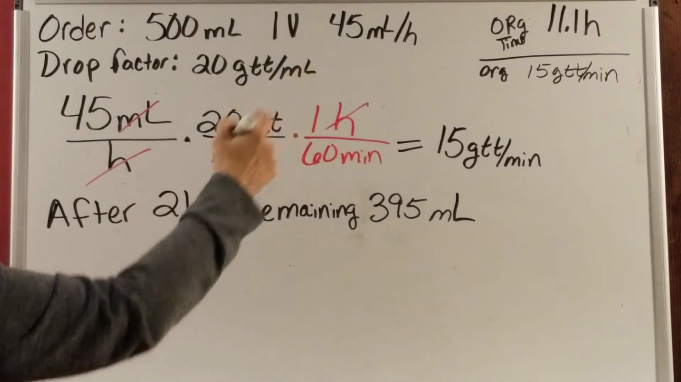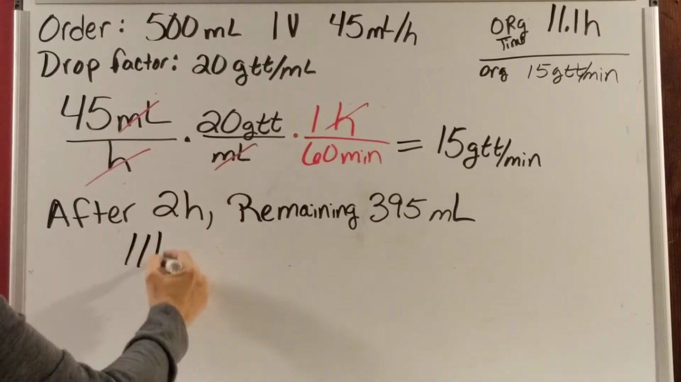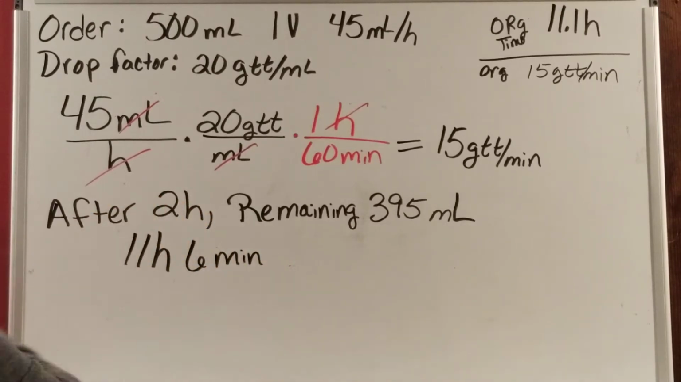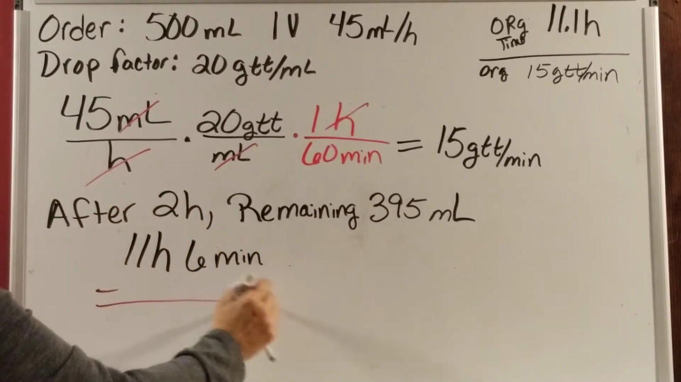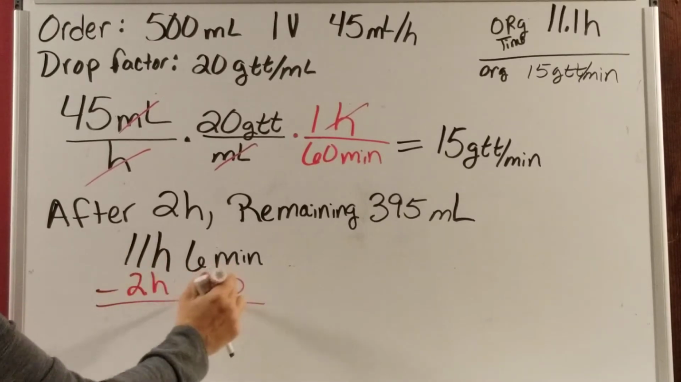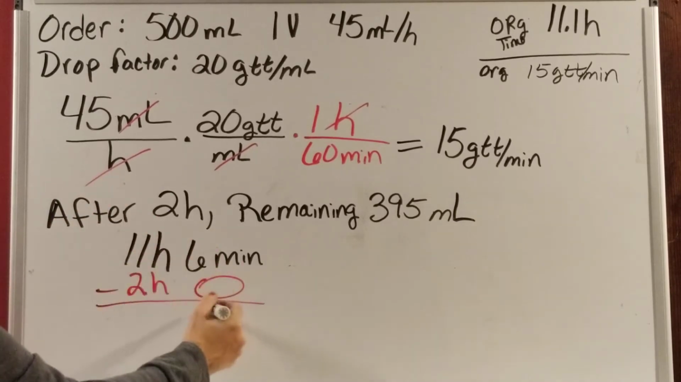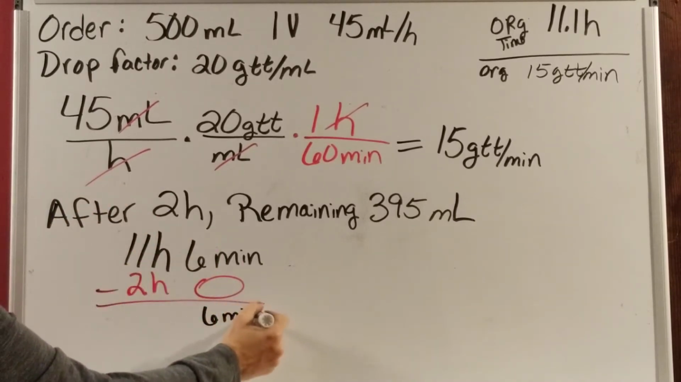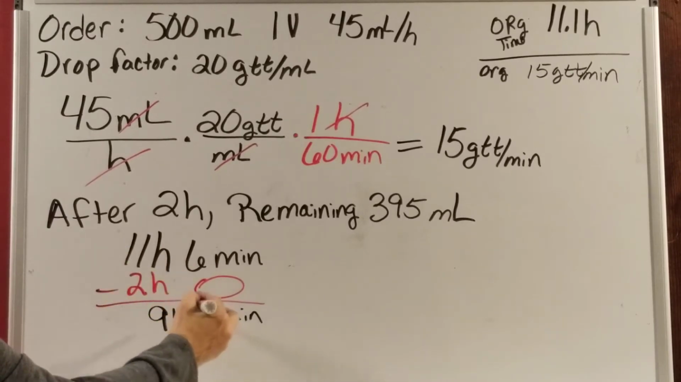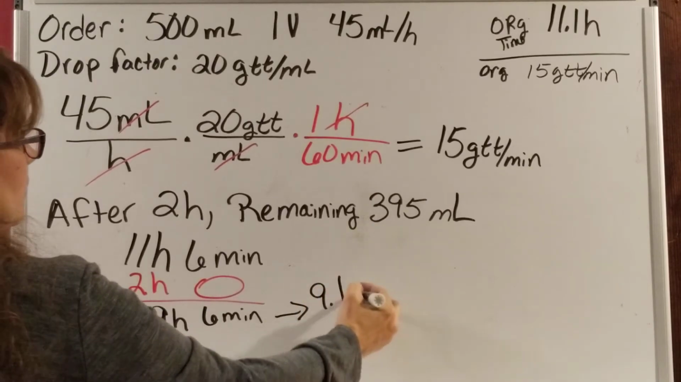So we said that 11.1 hours, which is 11 hours and 6 minutes, right? And it said 2 hours later, so I'm going to put the 2 hours underneath that. There's 0 minutes, right? Didn't say anything about minutes, just said hours. So I'm going to bring down the 6 minutes. And I got 11 minus 2, which is 9 hours. So this is what we would say, 9.1 hours.